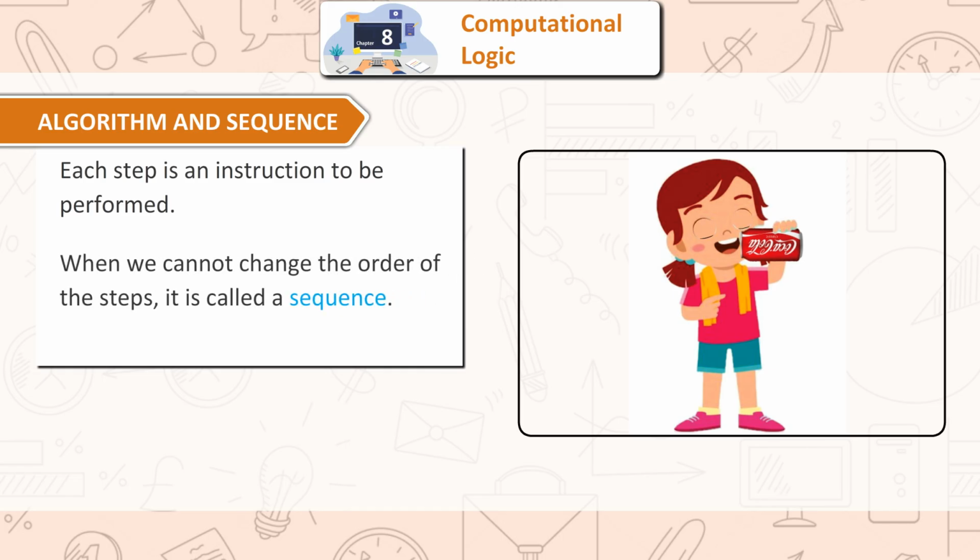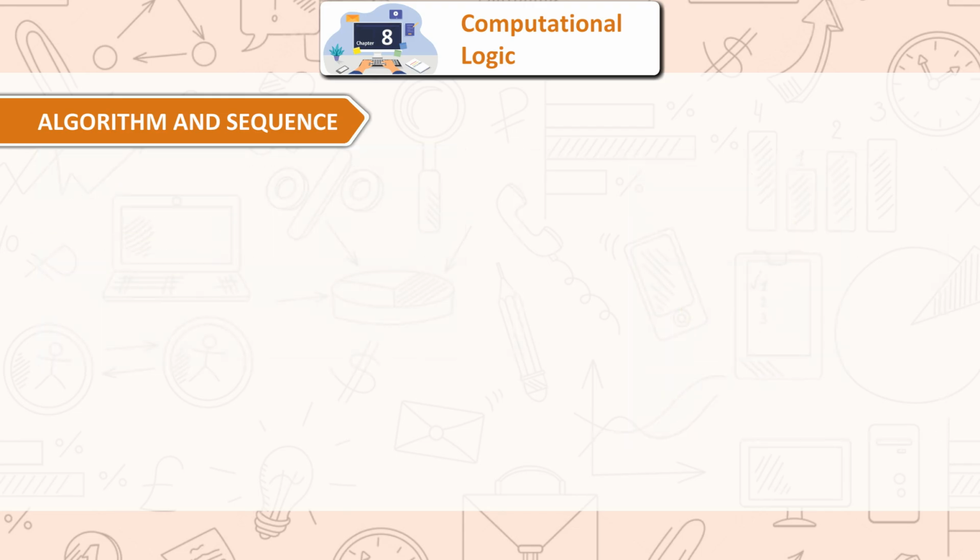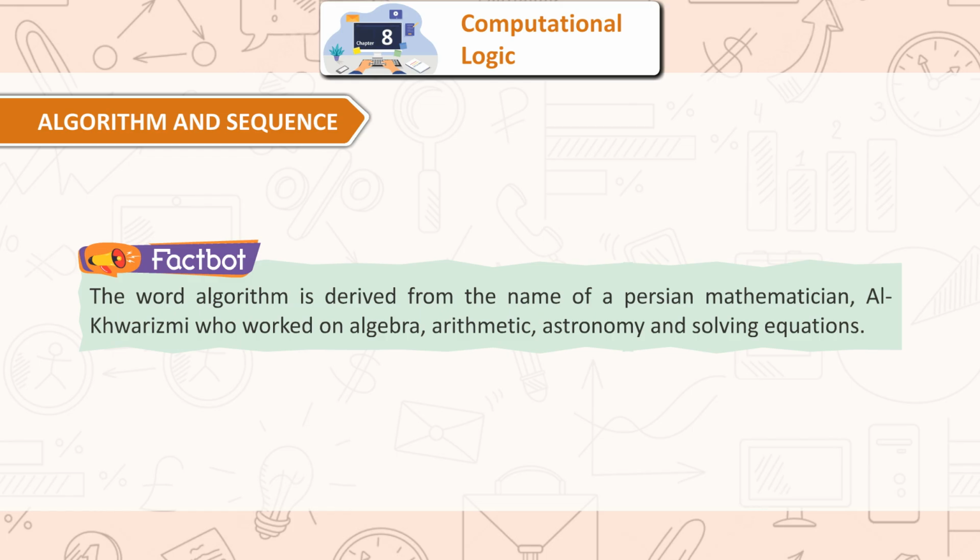When we cannot change the order of the steps, it is called a sequence. Sequencing is the particular order in which instructions are performed in an algorithm. FactBot. The word algorithm is derived from the name of a Persian mathematician, Al-Khwarizmi, who worked on algebra, arithmetic, astronomy, and solving equations.